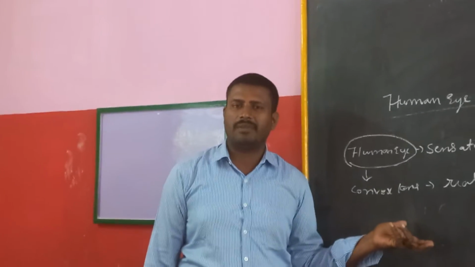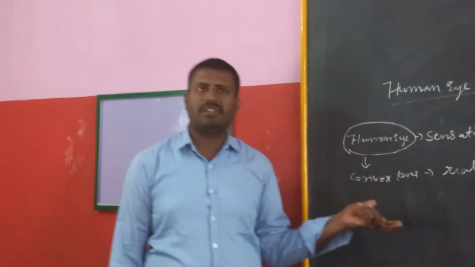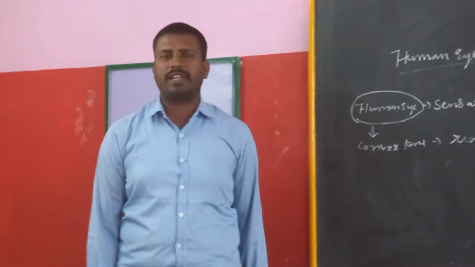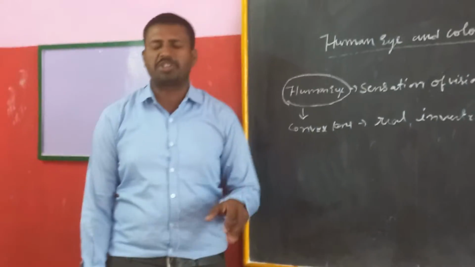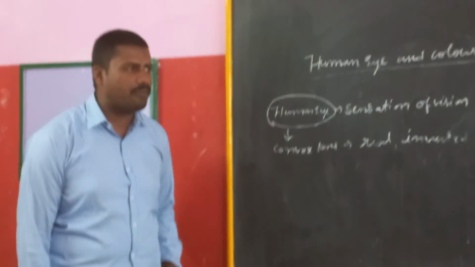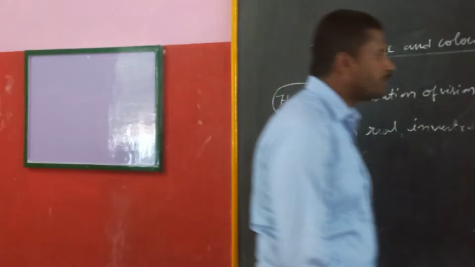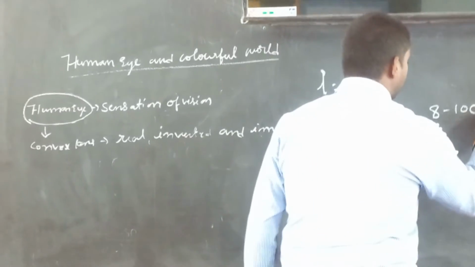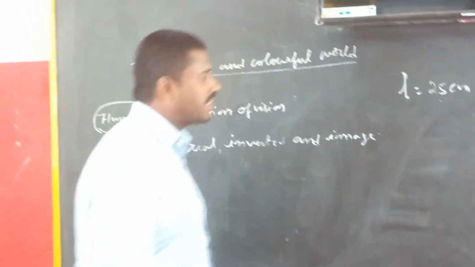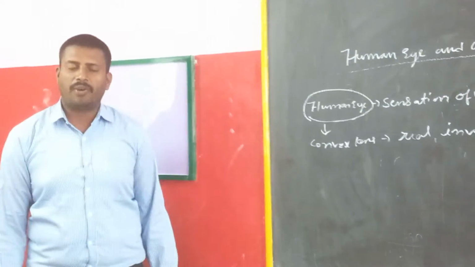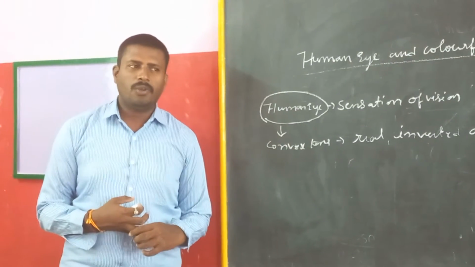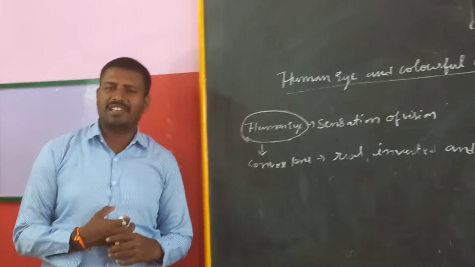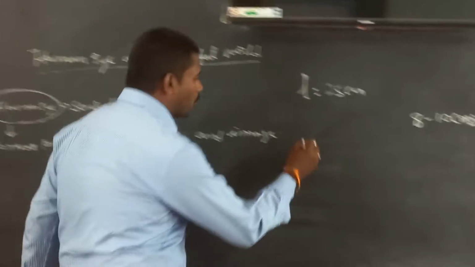Normally, for children, where the ciliary muscles are very strong and they can undergo any kind of strain, between the age groups 6 to 10 years, the least distance of distinct vision is 8 to 10 centimeters. And for older people, who cannot undergo any kind of strain, the least distance of distinct vision is 1 to 2 meters.